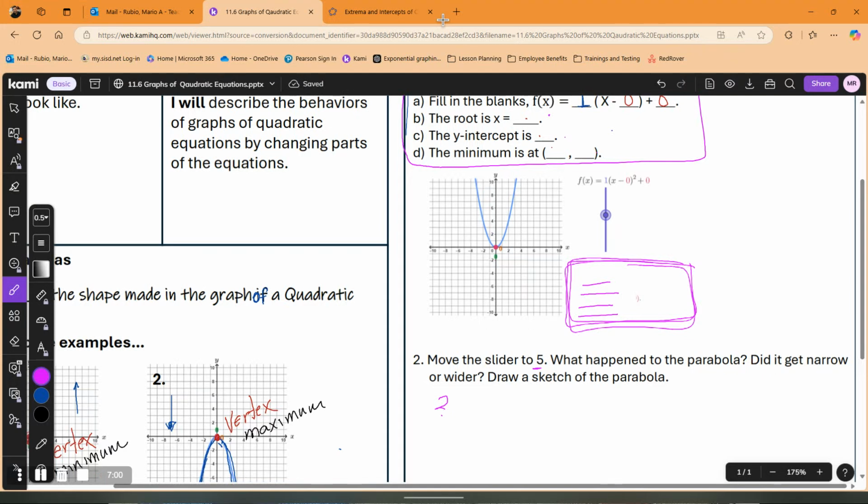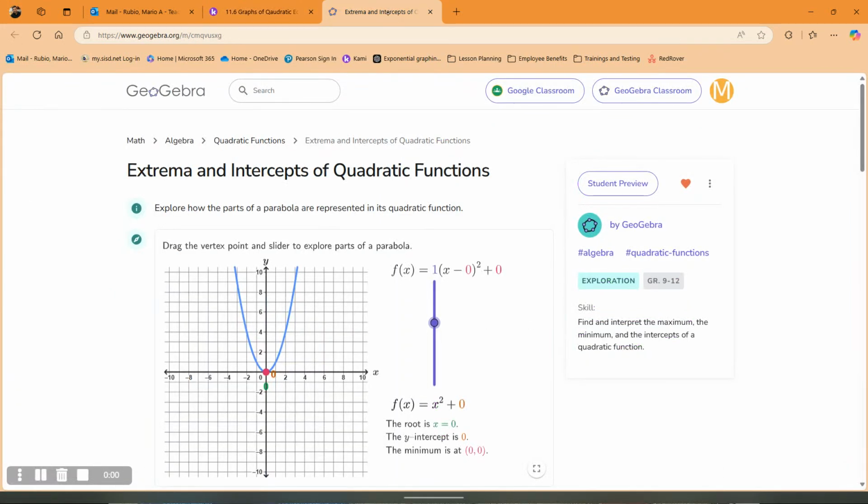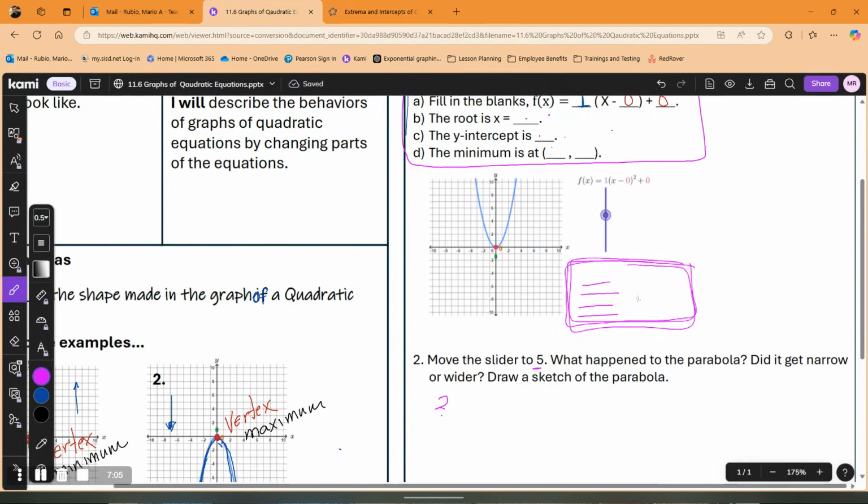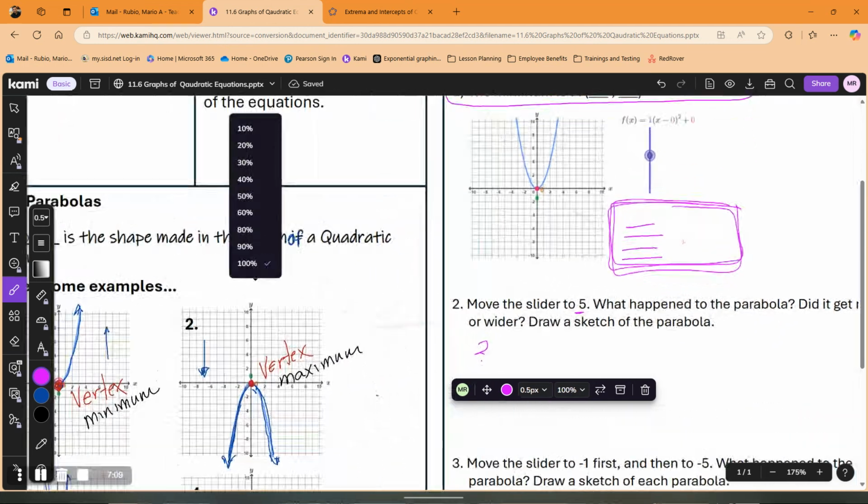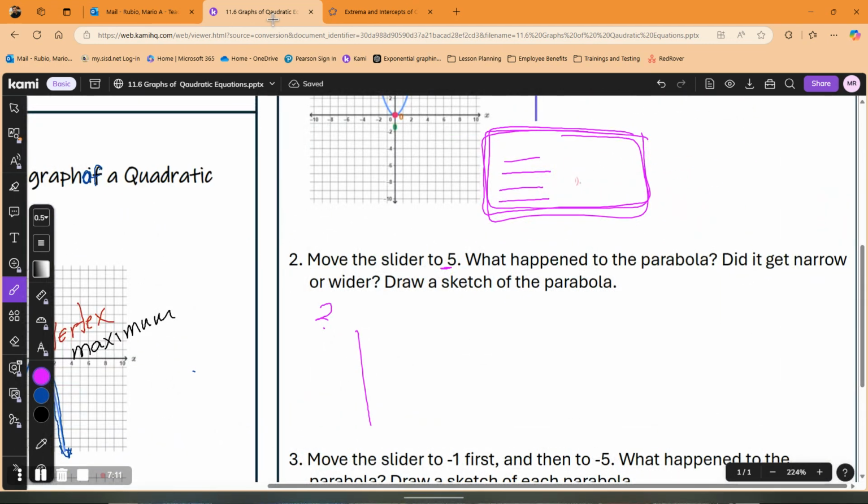Then I want you to draw a sketch. Copy over what you get from GeoGebra into here. It doesn't have to be perfect, okay? You can draw something like this, just a quick sketch. 1, 2, 3, 4, 5 on each axis. You can draw a quick sketch.